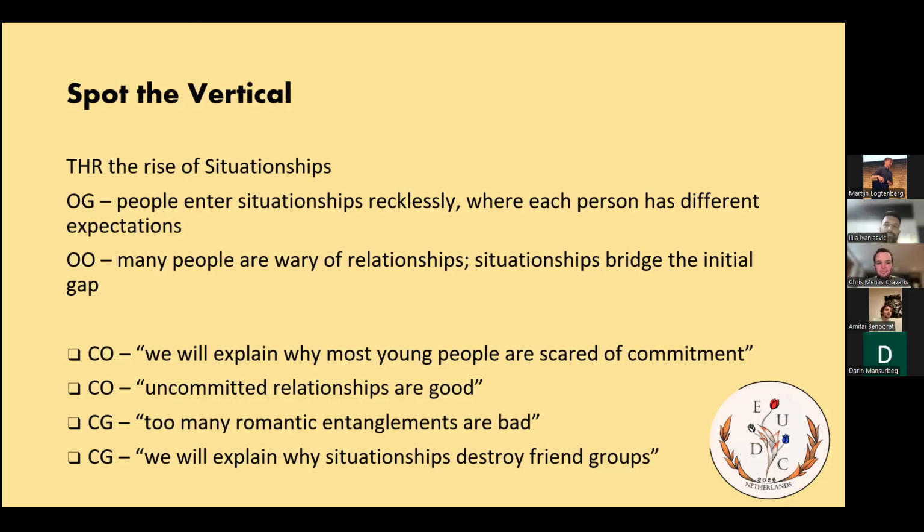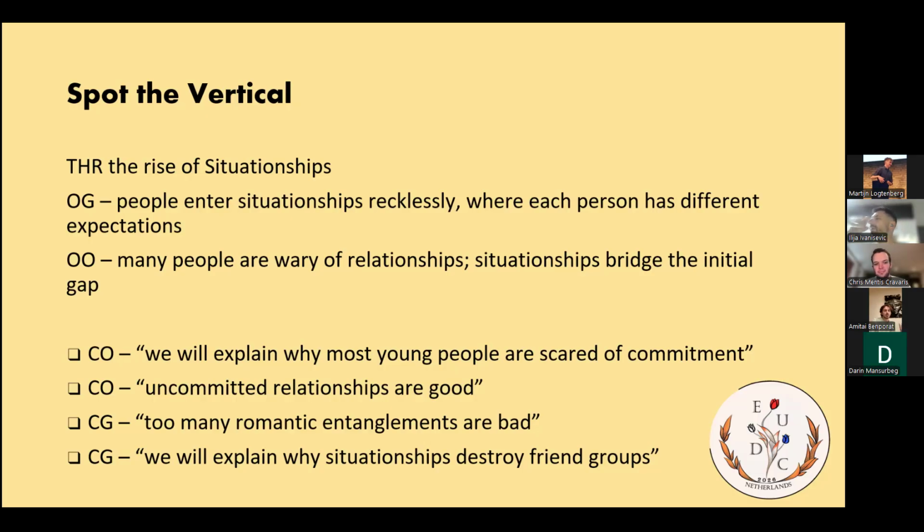The opening opposition will say, many people are wary of relationships and of the commitment that comes with them. Situationships can often bridge that initial gap, and in that sense create a relationship eventually, or at least a romantic setting that is good for both people, where expectations are somewhat aligned, and are unique in making that solution.